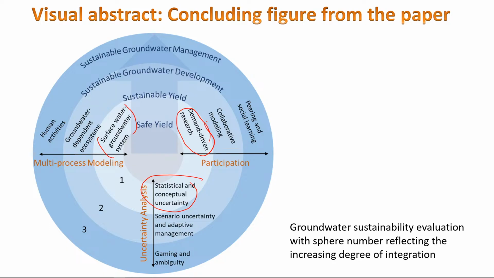But if I want to increase the level of integration, as it says here, to a sustainable yield or sustainable groundwater development, then I need not only to account for the surface water groundwater system, I need also to account for groundwater dependent ecosystem. For participation, I need to do collaborative modeling, build this model with my stakeholders. And I need to not just do statistical uncertainty, but scenario uncertainty and adaptive management. Adaptive management because this groundwater dependent ecosystem could be highly uncertain.